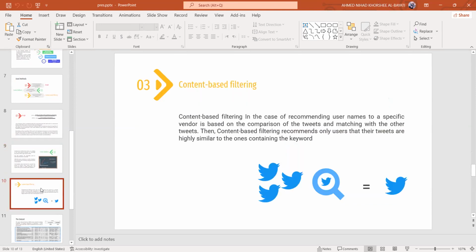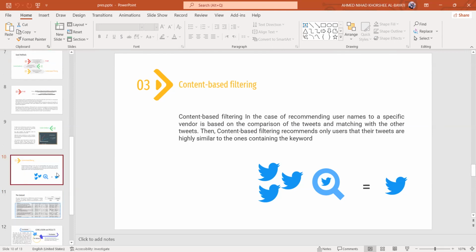Content-based filtering is one important approach of recommendation systems. In the case of recommending usernames to a specific vendor, content-based filtering is based on comparing tweets and matching them with other tweets. It recommends only users whose tweets are highly similar to the ones containing the keyword of the vendor. Based on the specific function of our process method, the most similar tweets are recommended, in the number which will be determined in the processed function.